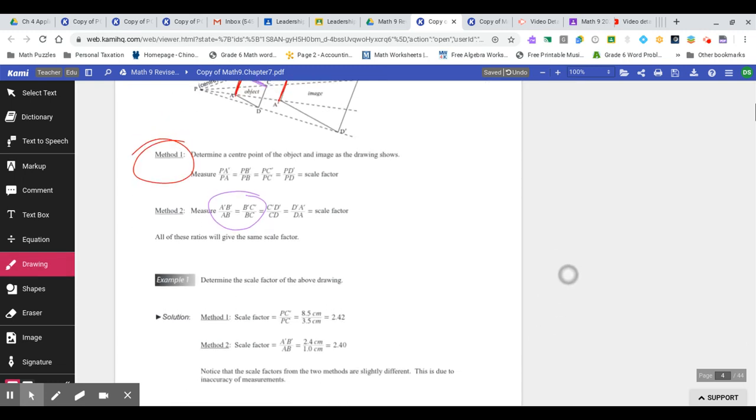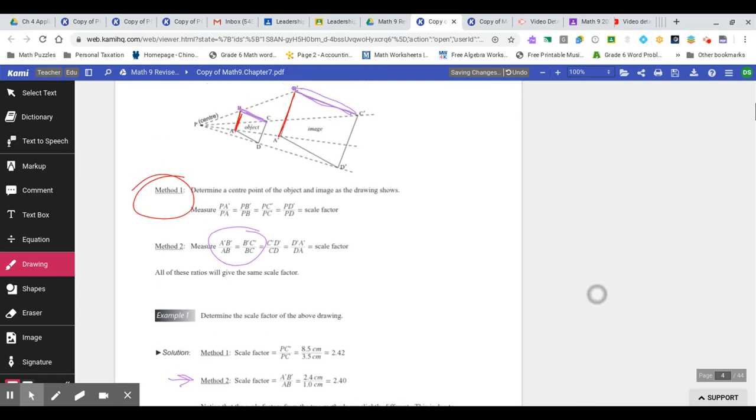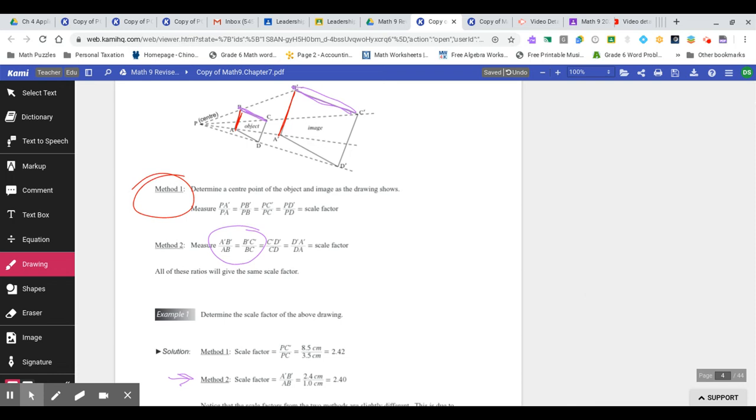So if we were to actually go and measure them, I'm just going to show you method 2. If you were to actually take your ruler and go measure A prime to B prime, you would find it was 2.4, and A to B is 1 centimeter. That gives you your scale factor of 2.4. So given any other side of the original, I could multiply it by 2.4, and that would tell you the new size on your image.